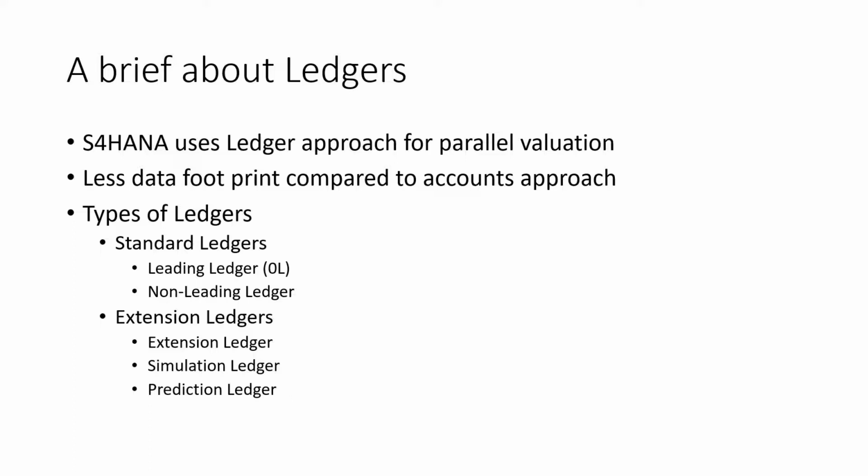So what is the difference between accounts approach and ledger approach, why do we have the ledger approach in S4HANA, and what are the advantages of it? In accounts approach, there is a lot of data footprint. Every document will be stored for each and every account and all these will be stored in the tables. Whereas in ledger approach, with different types of ledgers, not all the ledgers will store the values in the universal journal table, which is the ACDOCA table, so the data footprint is very less.